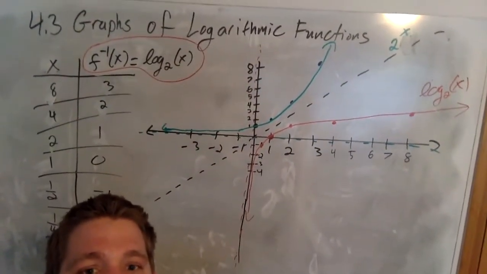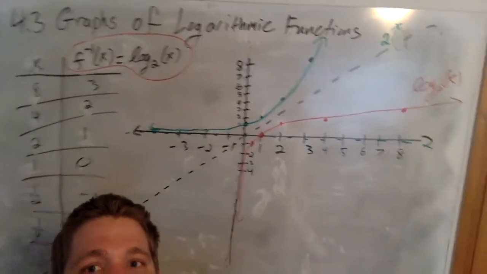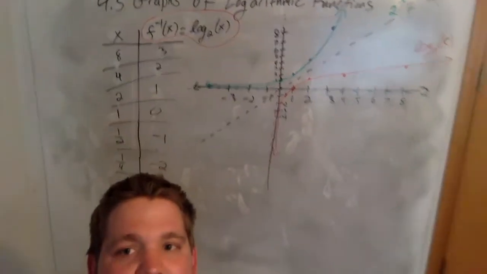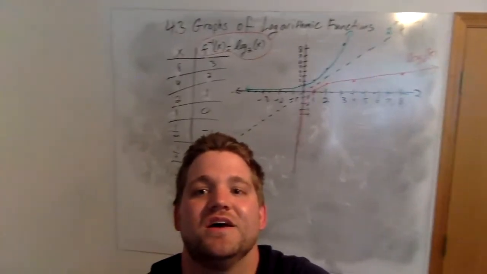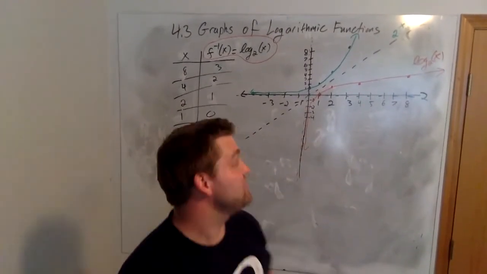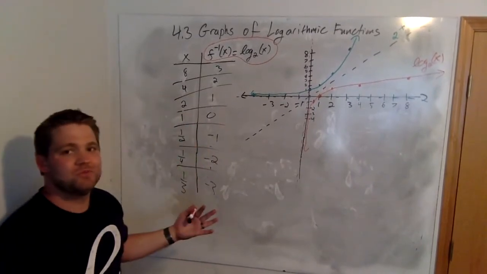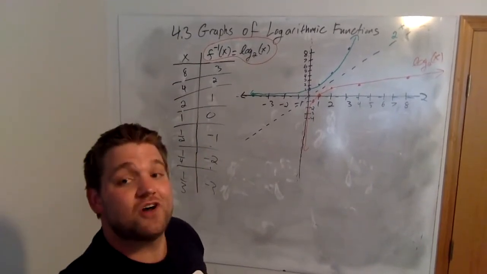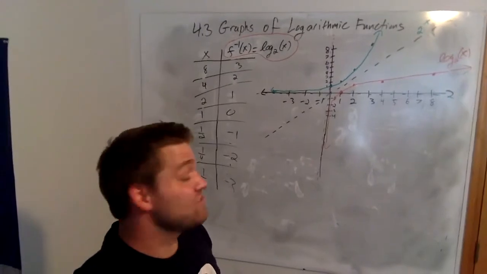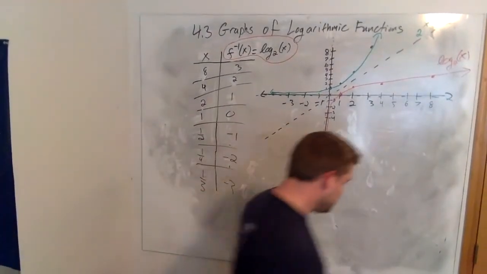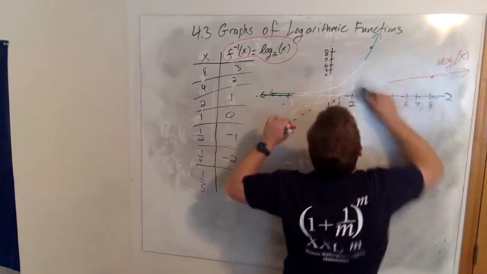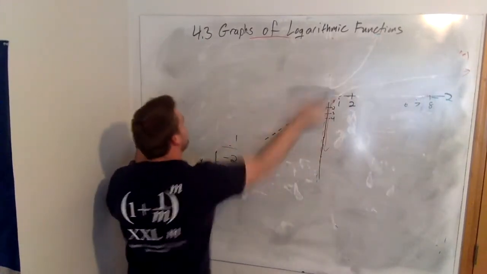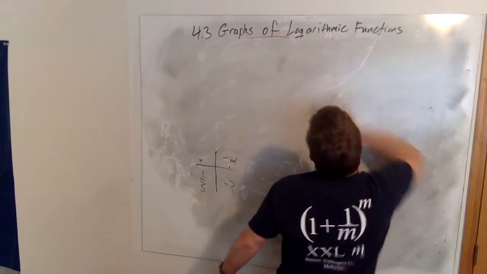Look at 2 to the x and look at log base 2 of x. Look at those functions. They're inverses of one another. What we have here in red is the picture of log base 2 of x. Notice here that logarithms have asymptotes. They have horizontal asymptotes. Similarly, let's go ahead and erase this really quick and get a general picture of this.